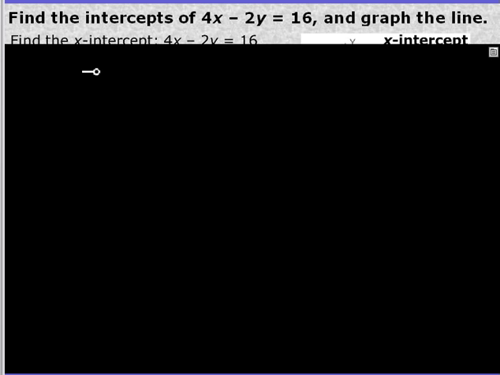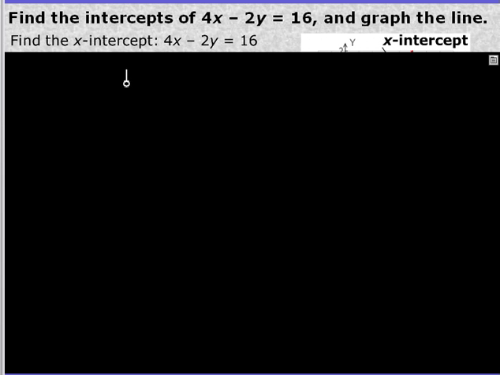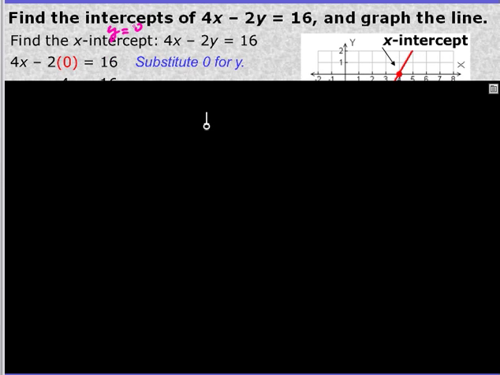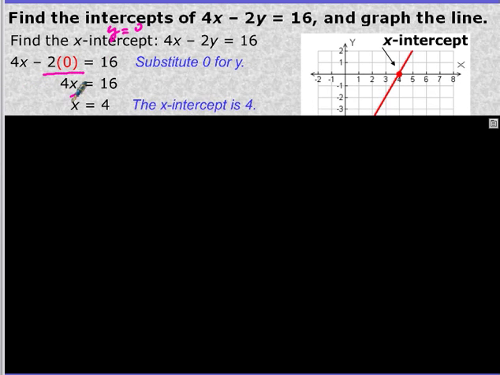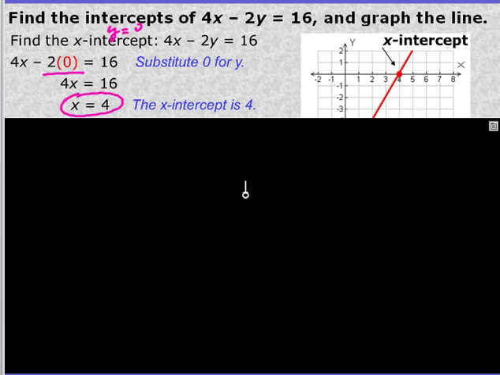Find the intercepts of the equation 4x minus 2y equals 16 and graph the line. So remember, the x-intercept, y is equal to 0. So how are we going to do this? We're going to set y equal to 0 and solve for x. So I substitute 0 in for y. I end up with this, divide by 4, and I see that I have an x-intercept of 4. So I can plot that point. That's my first point. It's going to be 4, 0.